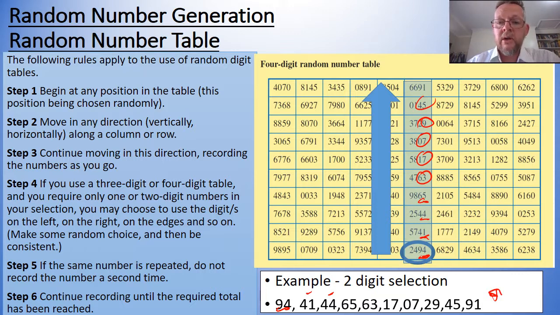Then I could choose to go that way, etc. And that would be fine. Just be consistent in terms of when you start off, continue that, and choose the same group of numbers if it's a 4-digit table, for example.